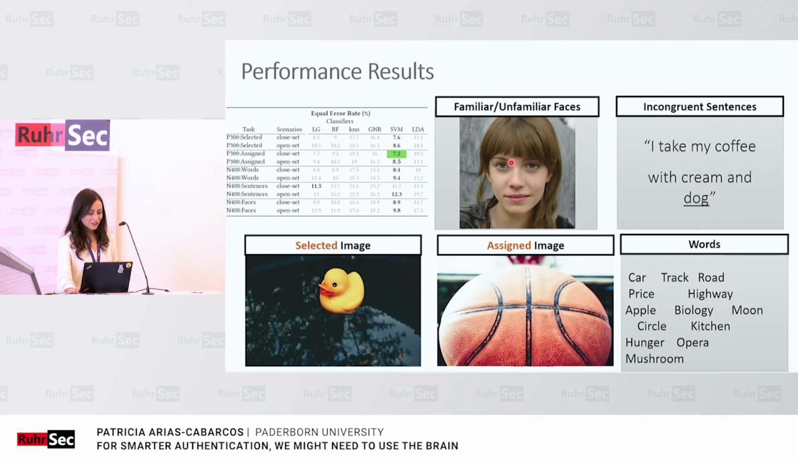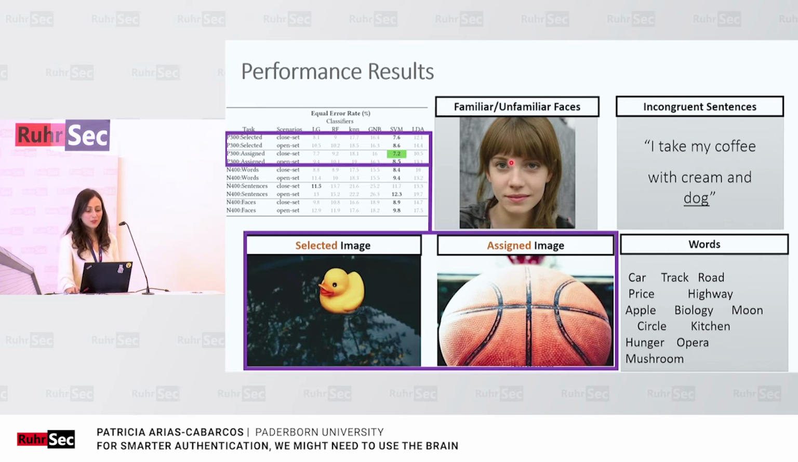So what were the results? We tried to benchmark several classifiers, and we compared them to find that the best result was with the image-based tasks.